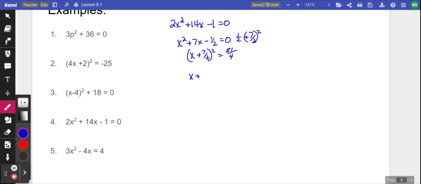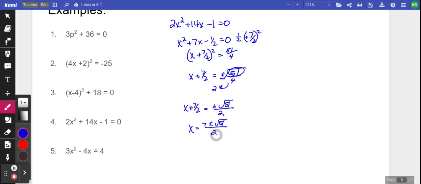Then take the square root. Circle the 51 and bring out the 4 as 2. So I have x plus 7/2 equals plus or minus the square root of 51 over 2. Subtract the 7/2 to the front and combine it with the like term of the square root of 51. So it's 7 plus or minus square root of 51 all over 2.